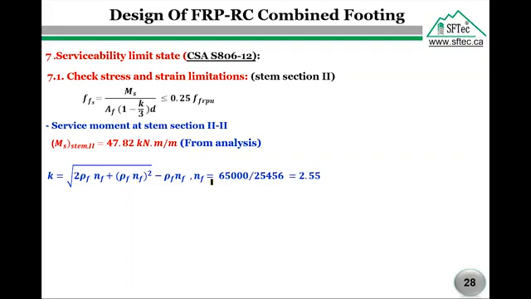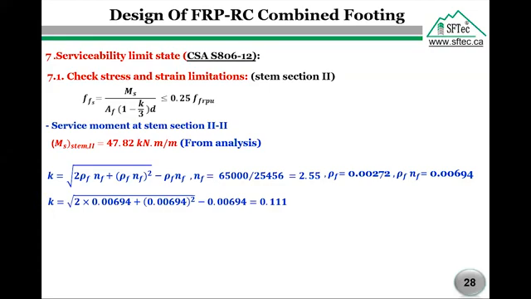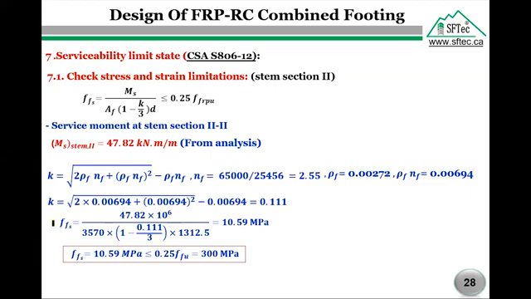The modular ratio is simply the ratio between the elastic modulus of the reinforcing bar to the elastic modulus of concrete. The flexural reinforcement ratio is 0.272%. So rho F times n F equals 0.00694. And finally, the K value equals 0.111. The maximum stress in the used bar under full service loads equals 10.59 MPa, which is less than 25% of the FRP bar ultimate strength.